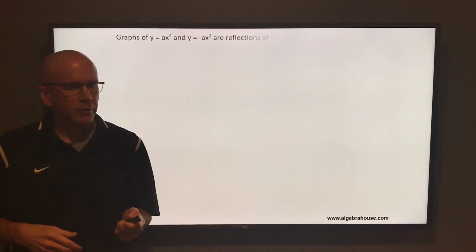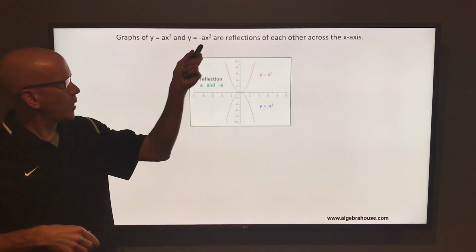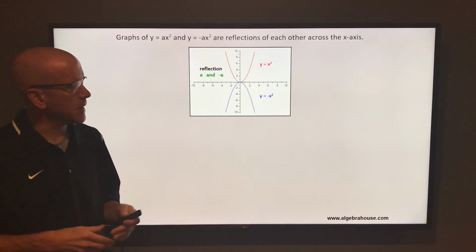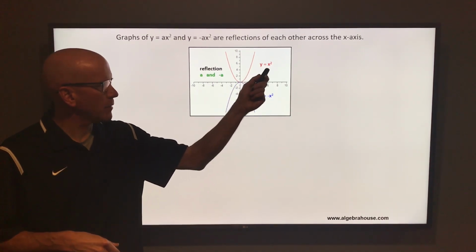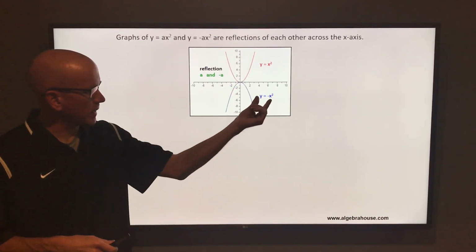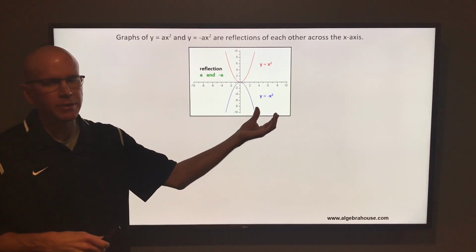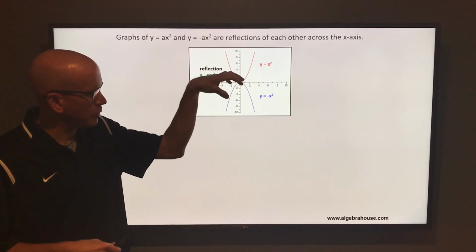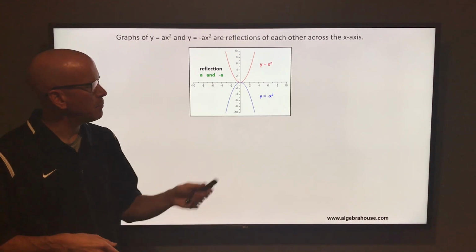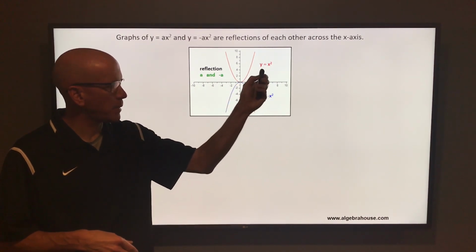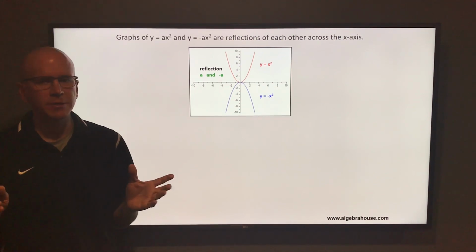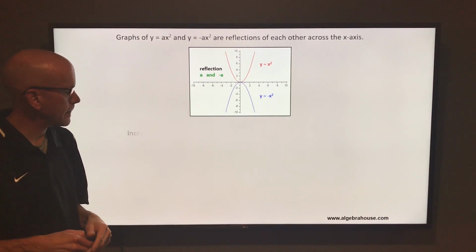So just a reminder, the graphs of y equals ax squared and y equals negative ax squared are reflections over, or across, the x-axis. Y equals x squared, the number in front of the x squared is positive, that parabola opens upward. Y equals negative x squared, the coefficient of the x squared there is negative, that parabola opens downward. So you can tell which way a graph opens, up or down, based on the coefficient of x squared. If it's positive, it opens upward. If it's negative, it opens downward, as far as parabolas and quadratic functions are concerned.